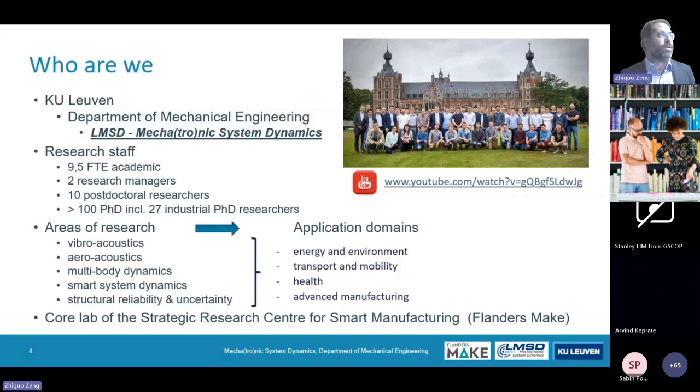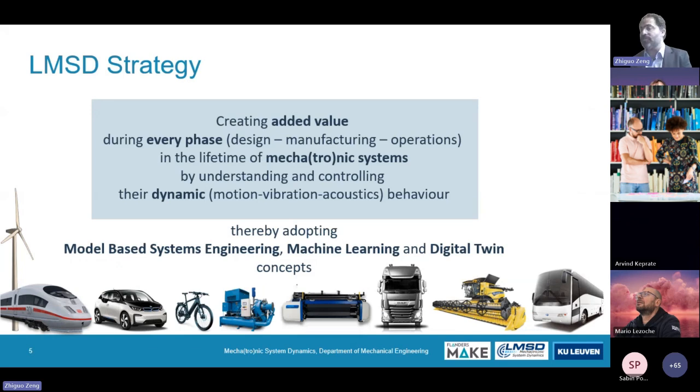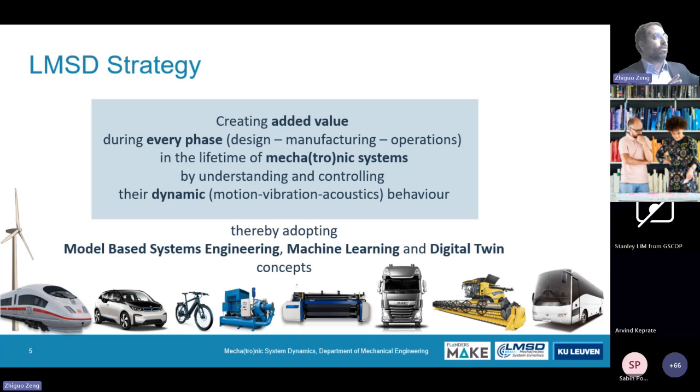And in parallel, we're a core lab of the Strategic Research Center for Smart Manufacturing in Flanders, which is called Flanders Make. So as a general strategy, which I think fits very well into the previous talk and the symposium, we have the digital twins as a key target. So we try to create added value during all the phases of the lifetime of mechatronic systems, from the design to the manufacturing to the operations, and we try to understand and control the dynamic behavior. So we're working with motion, vibration, and acoustics. And we adopt model-based system engineering, machine learning, and digital twin concepts.